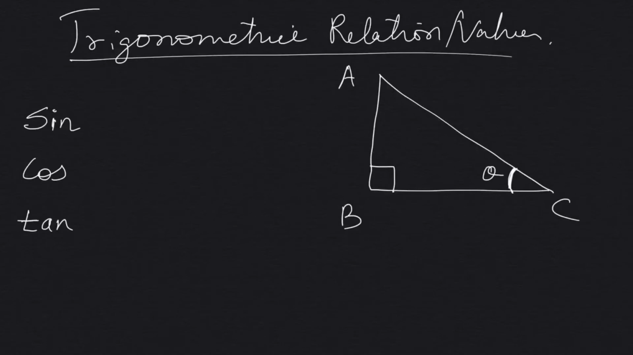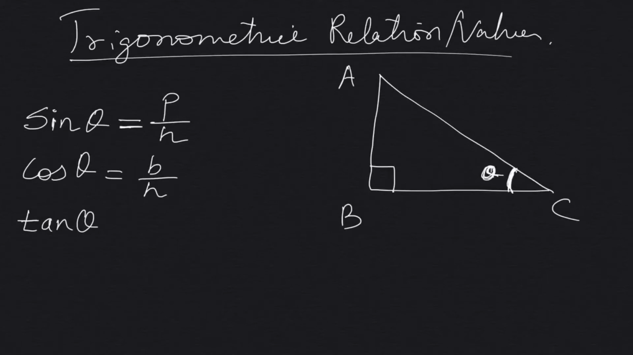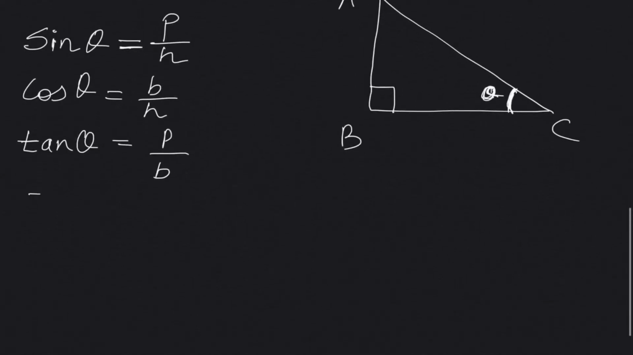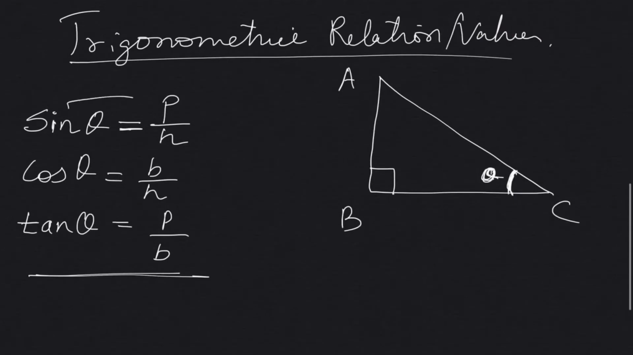Okay, so for sine here, we're using the angle theta. This is theta, here. So sine theta, cos theta, tan theta: this value will be perpendicular by hypotenuse, this is base by hypotenuse, then the value is perpendicular by base. You have to remember this. Sine is perpendicular by hypotenuse, cos is base by hypotenuse, tan theta value is perpendicular by base.